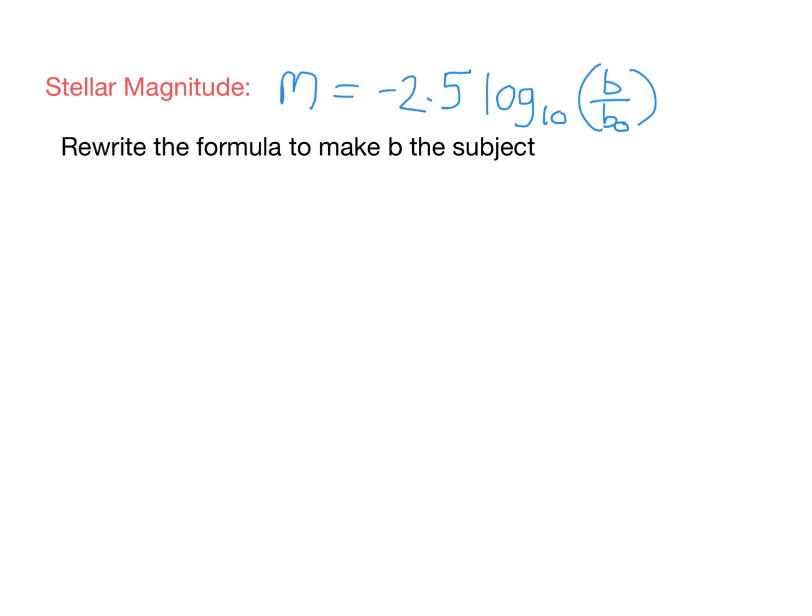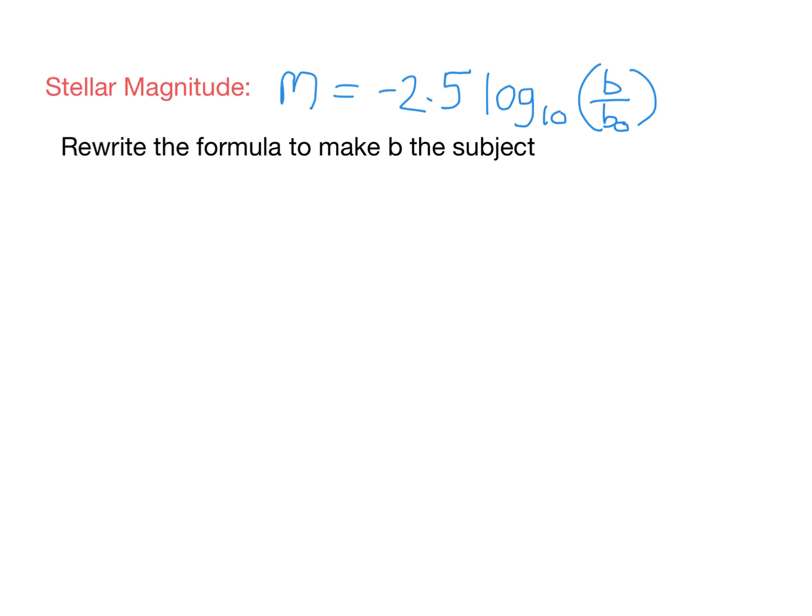So really this is a comparative scale. The stellar magnitude, the number M, is determined completely by how many times brighter an object is than the dimmest item that a human can see. So in this one, we're just asked to rewrite the formula to make B the subject. So we don't even need to know about stellar magnitude and what it does. We're just going to get B by itself.